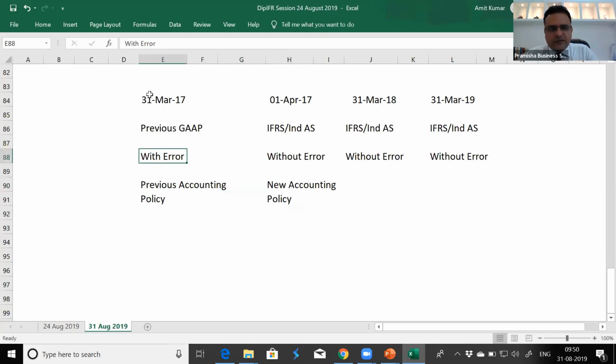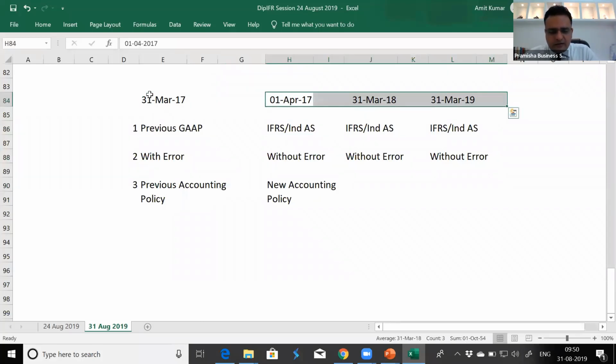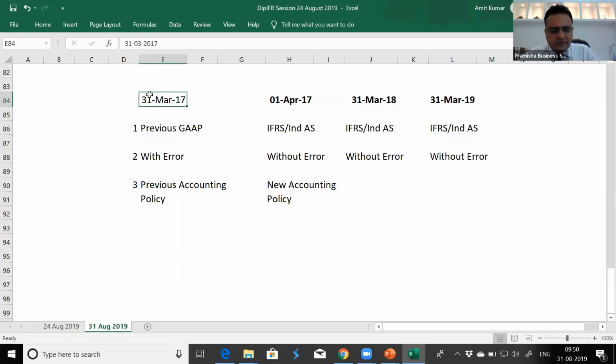In all the three situations, we have to apply the effect retrospectively. When we are changing the GAAP, when we are correcting an error, when we are changing an accounting policy, these are the three balance sheets we need to publish. And this is the balance sheet which we pick as part of transition. So this becomes the date of transition. Date of transition is 1st April.